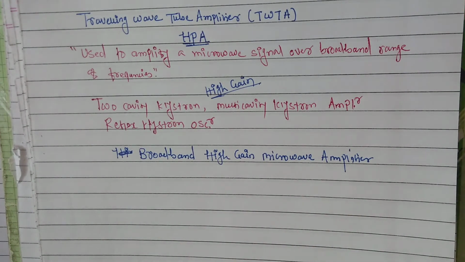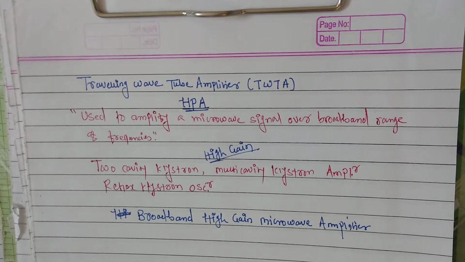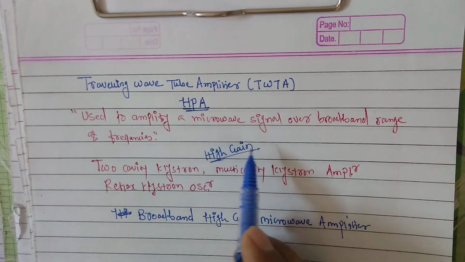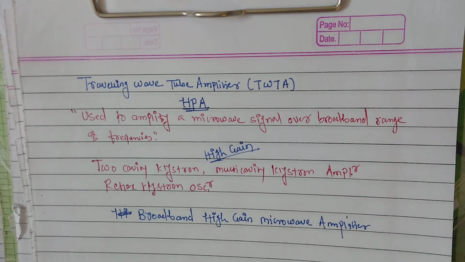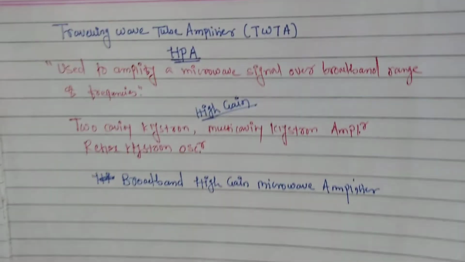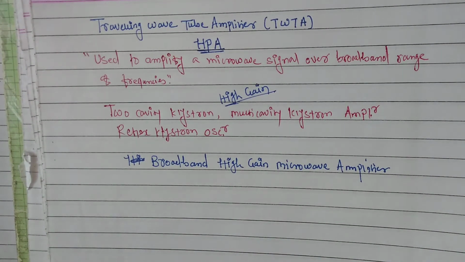So there are different ways to get a broadband response. Several non-resonant periodic structures can be used to obtain the broadband response. At the start, we understood that traveling wave tube amplifiers are basically used for broadband high gain microwave amplification purposes. There are different types of traveling wave tube amplifiers, based on what we call slow wave structures, to get the broadband response.